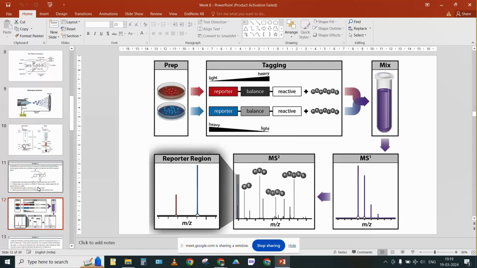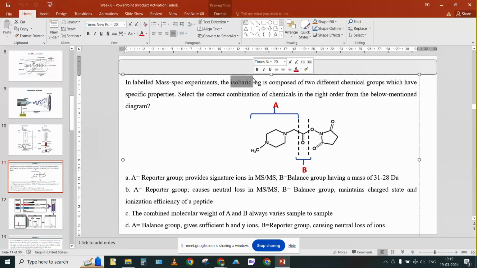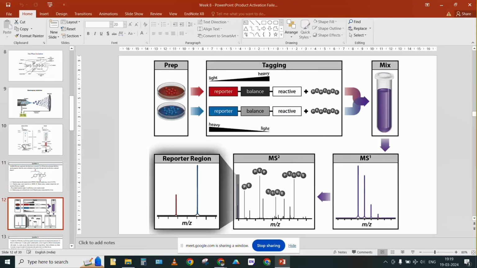In question four, the term was isobaric tag, so we'll look into what isobaric is. Isobaric refers to molecules that have the same mass but different chemical compositions. In the context of isobaric tags in mass spectrometry, these tags are designed to have identical overall mass but differ in their chemical compositions. This property is crucial because it allows for the labeling of different samples while maintaining consistent mass characteristics, facilitating their simultaneous detection and quantification within a single mass spectrometer experiment.